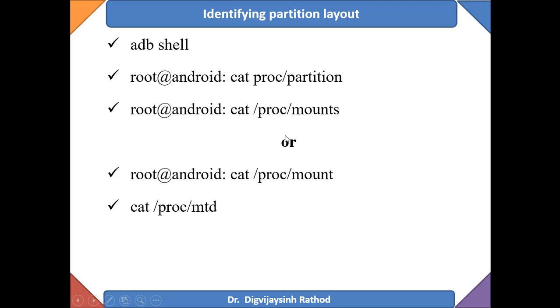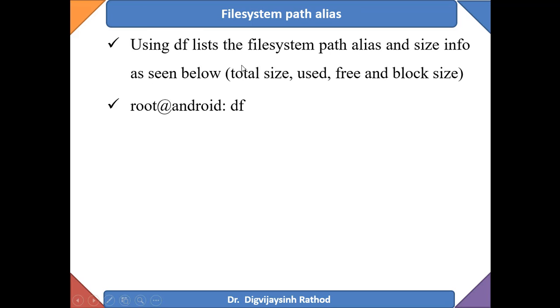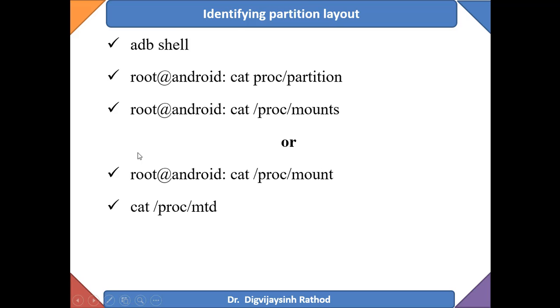If you are not able to get the list or identify the partition layout, you can also try cat /proc/mtd. These configuration files may be available in some of the phones or emulators, and I don't find them in some of the emulators or phones. So it depends. These are the different ways, and I'm sure that if you try any of these commands, you're definitely going to get the list of the partitions available in your phone.